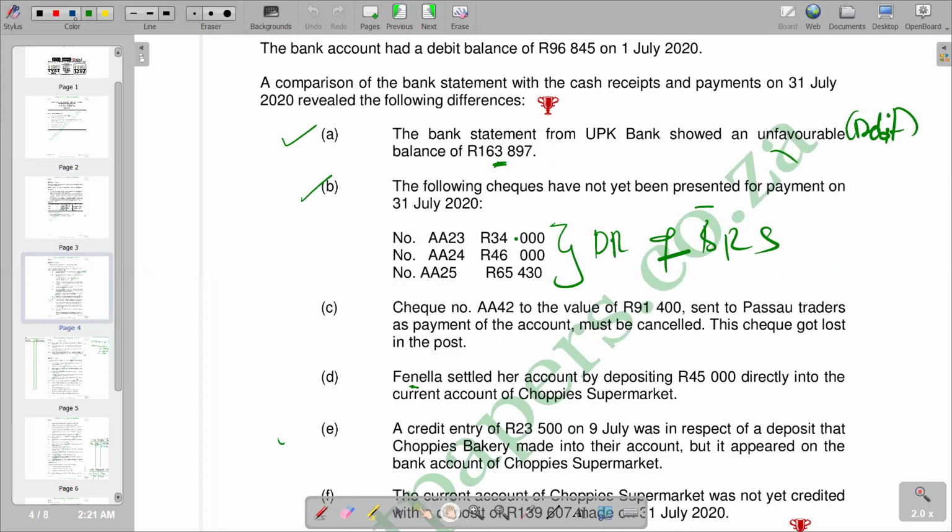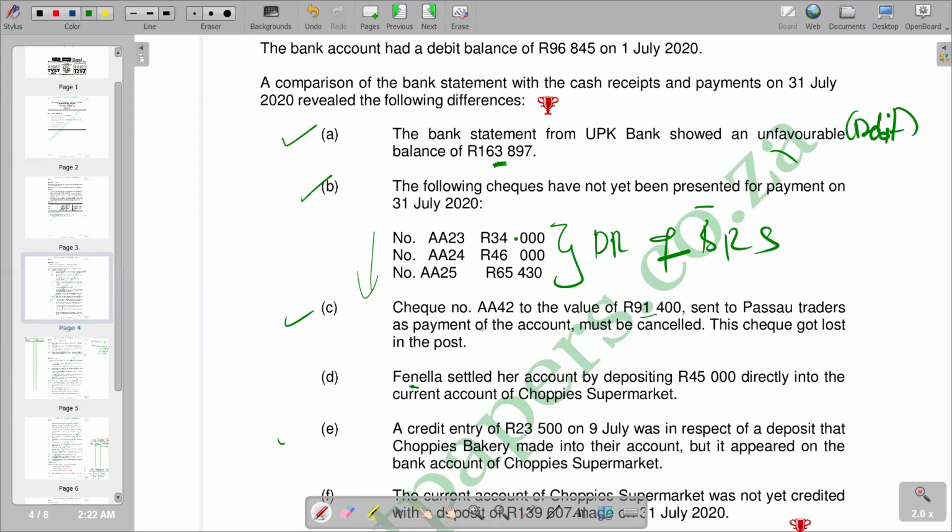So we go to C. We'll see check number AA42 to the value of 91,400 sent to Passau Traders as payment of the account must be cancelled. This check got lost in the post. So you'll see that check AA42 is not part of these checks. So we obviously are going to write it off using this amount, 91,400.